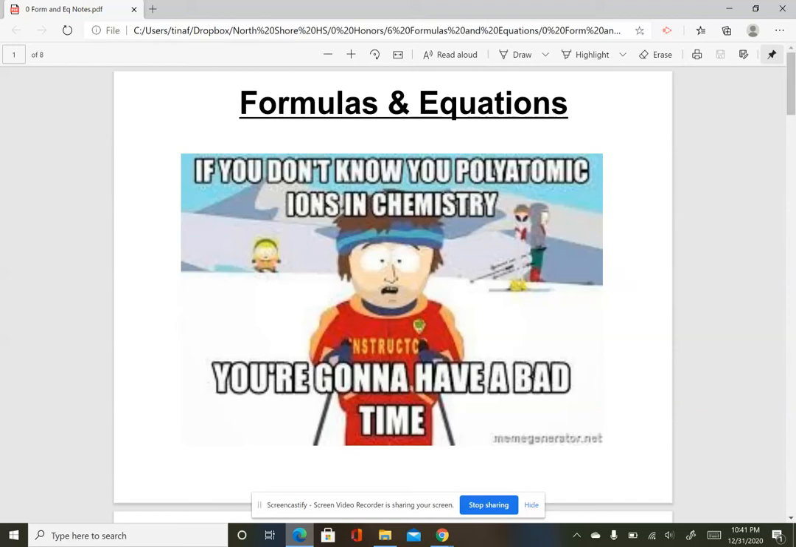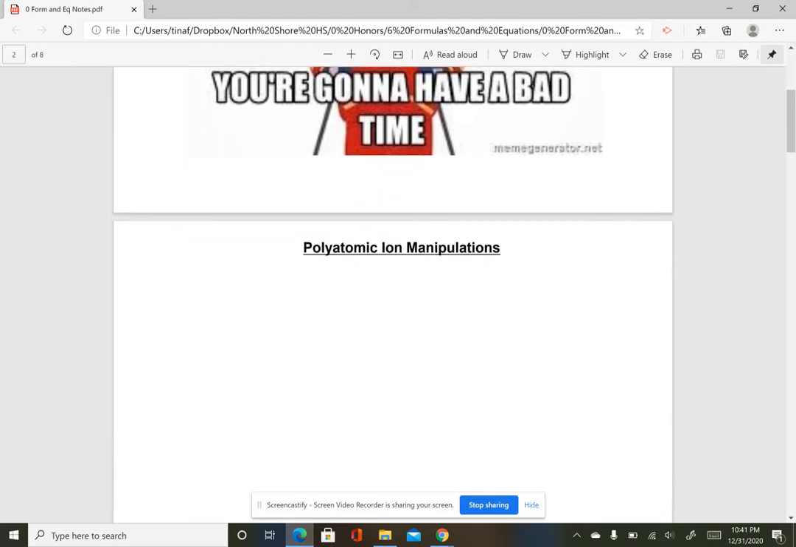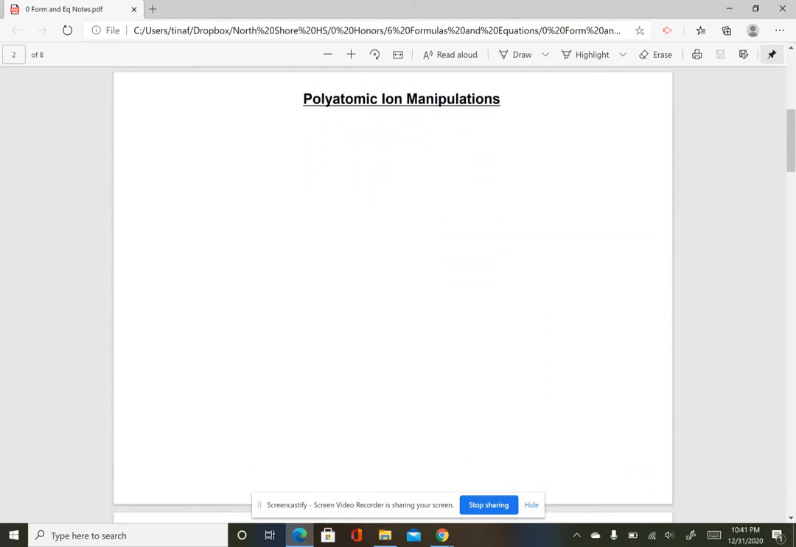Hi guys. So this unit is all about naming and writing formulas for compounds. And whether the compound is ionic or covalent matters because there are different rules for writing their names and formulas depending on the bond type. All right, so let's just go to this page here.